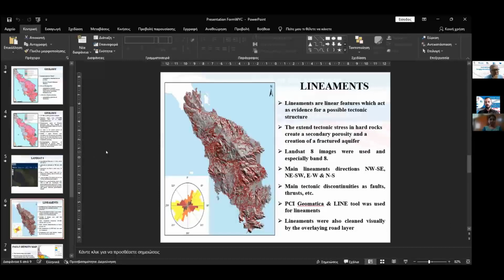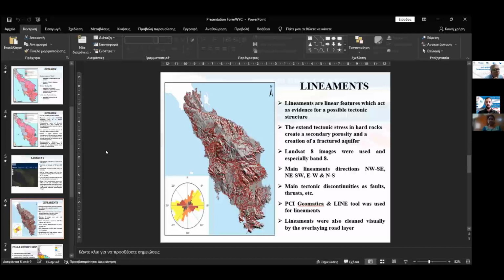From the satellite images, we extract the lineaments of the area, as depicted in the following picture. Lineaments are linear features which act as evidence for the possible tectonic structure, and the extent tectonic structure in hard rocks creates a secondary porosity and the creation of fracture aquifer. The extracted lineaments have mainly directions northwest-southeast, northeast-southwest, east-west, and north-south. We also delineate main tectonic discontinuities of the area as faults and thrusts.